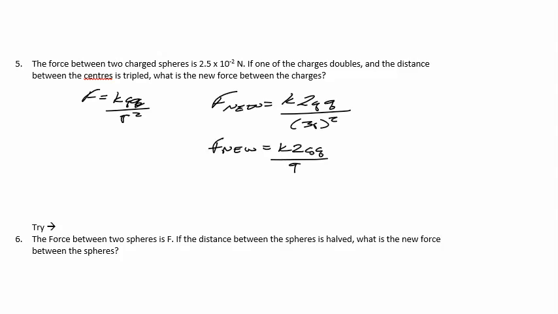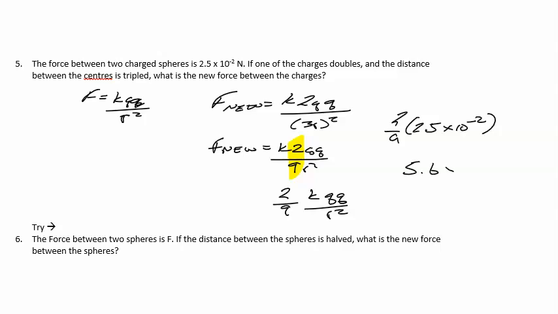k2QQ over 9r squared. And if we notice what's happening, we've got this 2/9 that's actually multiplied by the old force. So really what's happening here is we're taking 2/9 of the 2.5 times 10 to the negative 2, and that results in 5.6 times 10 to the negative 3 newtons.